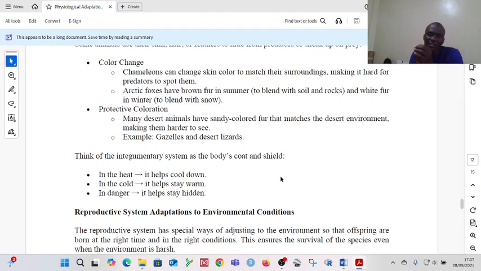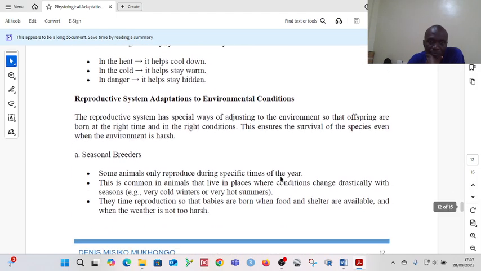So you can think of the integumentary system as the body's coat and shield. When it is too hot, this integumentary system will help the body to cool down. When it is too cold, the integumentary system helps the body to stay warm. Then in times of danger, it helps the animal to stay hidden.